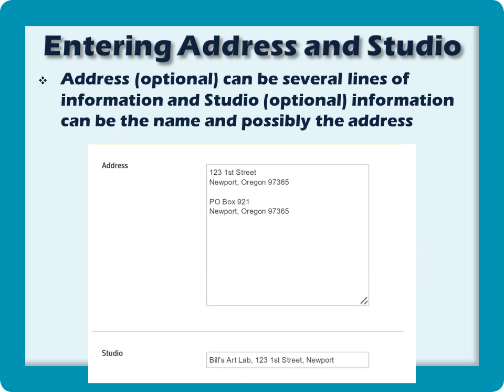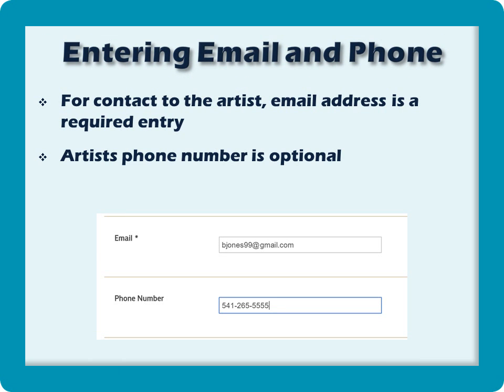The next two text boxes in the form are for optional entry of the artist's address and studio information. Addresses can be several lines of information, and studio information can be the name and possibly the location of the studio. The boxes will scroll automatically to allow more text than the width of the box. Next in the form are text boxes to enter the artist's required email address and optional phone number. It is assumed that the artist has an email address and that it is the best way to contact him or her.